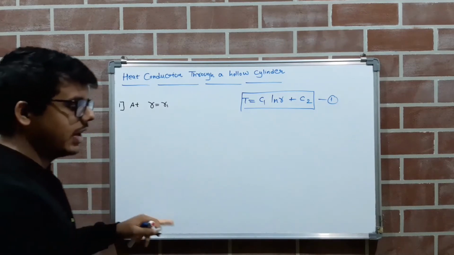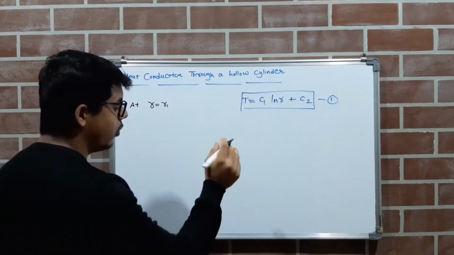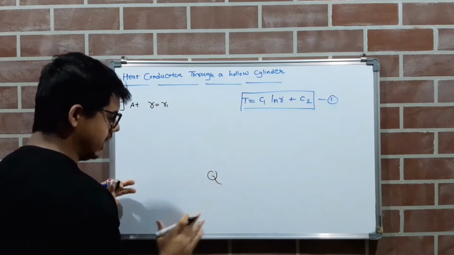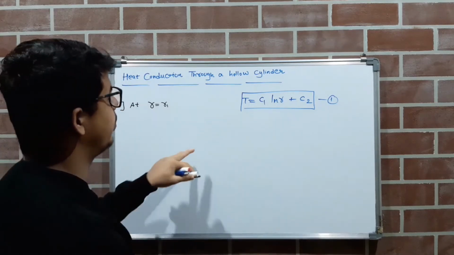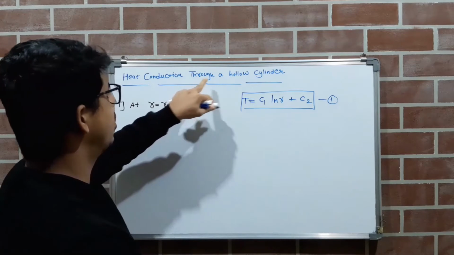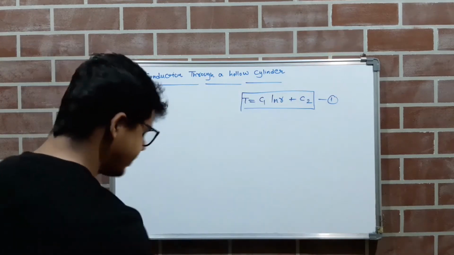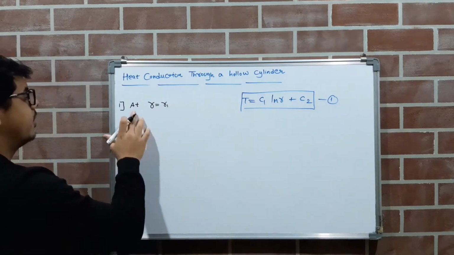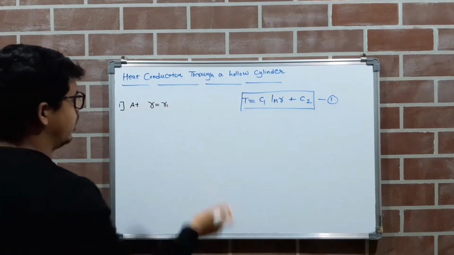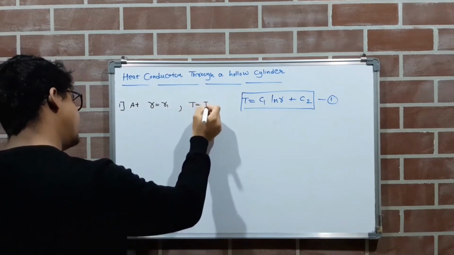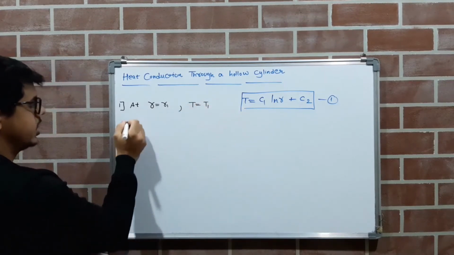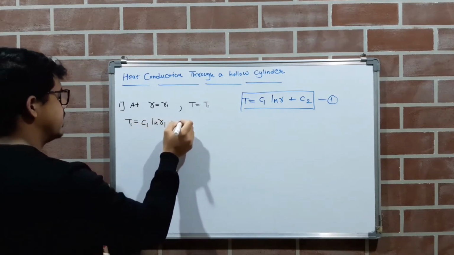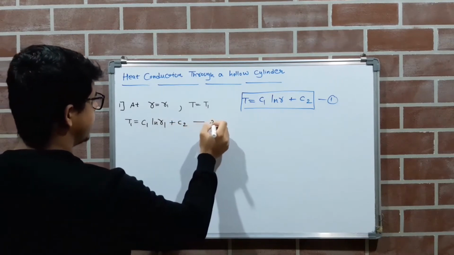So we are doing all the derivations on that elemental cylinder, and at last we will find the value of Q for the whole cylinder. Right now we are deriving, so we are dealing with the hollow cylinder only. At last we will find the formula for heat transfer for the whole cylinder, not the elemental part. Now at r equals r1, the inner wall, our temperature is T equals T1. So T1 equals C1 ln r1 plus C2. Mark this as equation number 2.